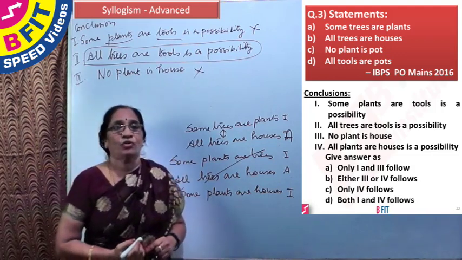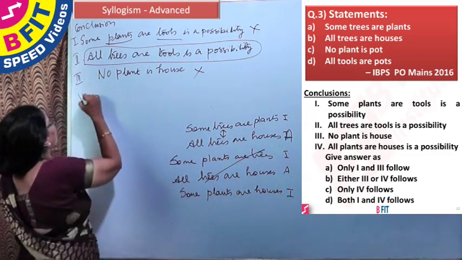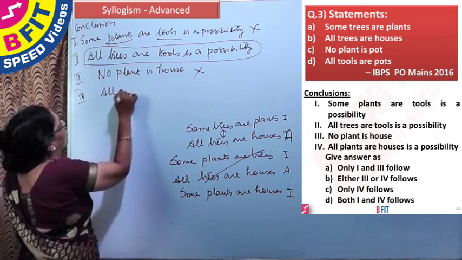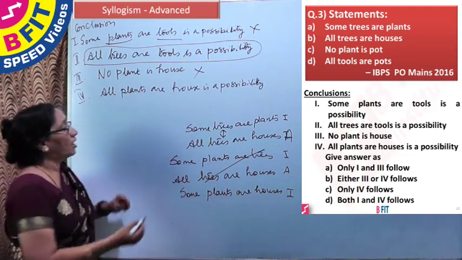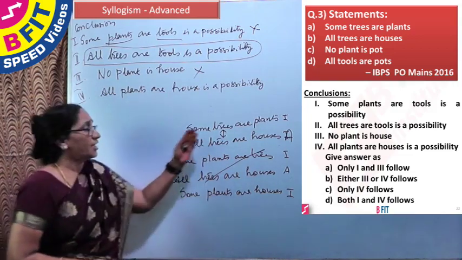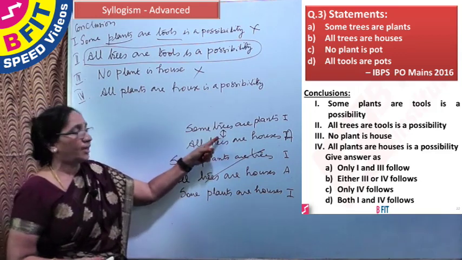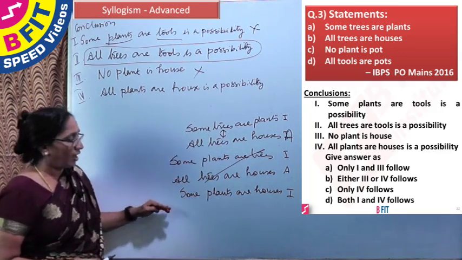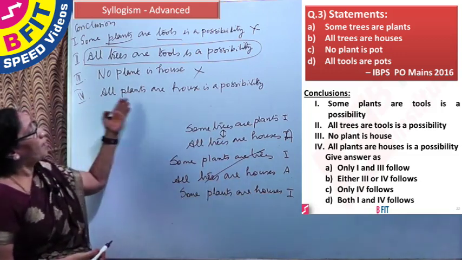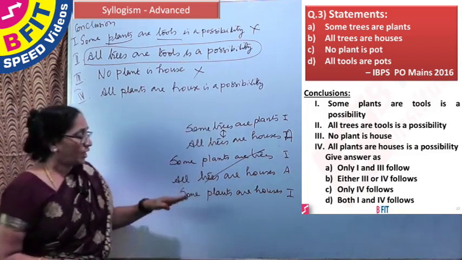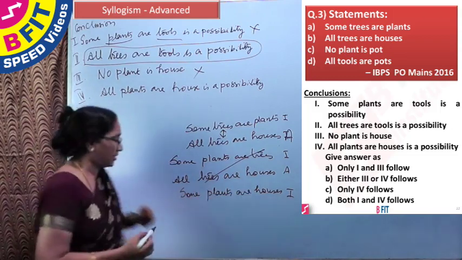Now let us consider the fourth conclusion, which says all plants are house is a possibility. For this also, the concerning statements are the first and second statements: some trees are plants and all trees are houses. As the common term is not aligned properly, we have realigned it, and we have got a definite conclusion, some plants are houses. And what is the conclusion given? All plants are house is a possibility. Now we are going to draw all possible diagrams for this conclusion, some plants are houses.